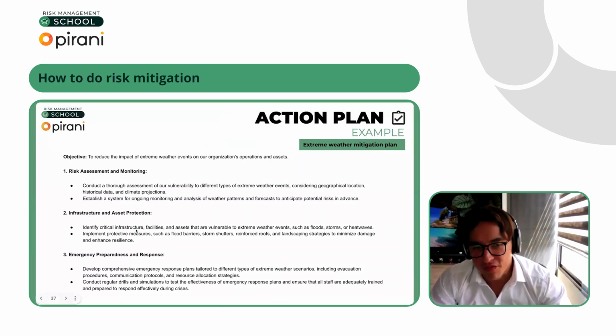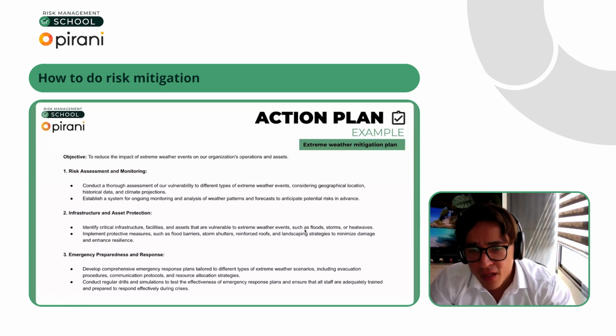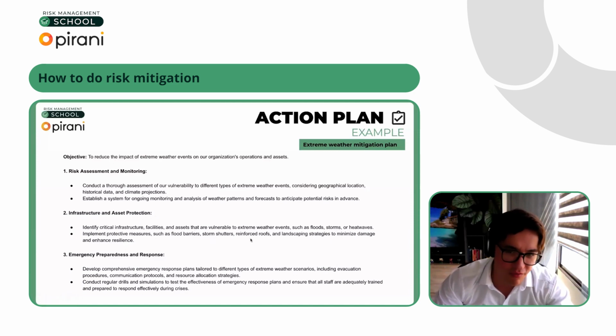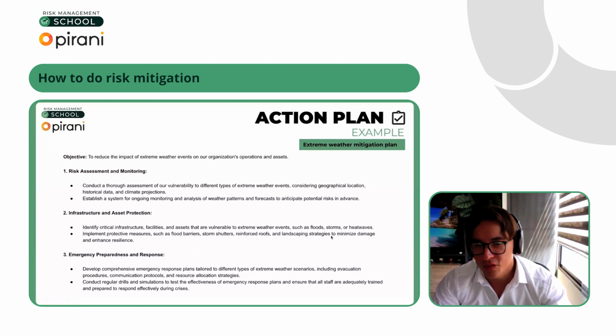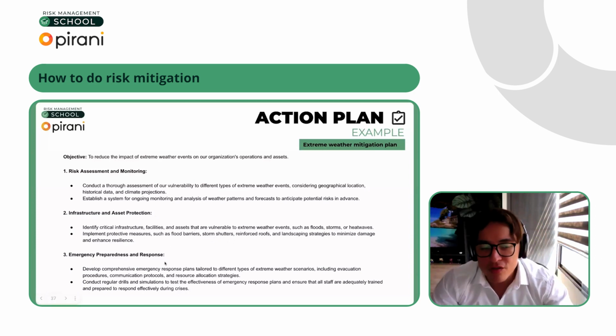So identify critical infrastructure, facilities, and assets that are vulnerable to extreme weather events, such as floods, storms, or heat waves. Implement protective measures such as flood barriers, storm shutters, reinforced roofs, and landscaping strategies to minimize damage. 3, emergency preparedness and response.